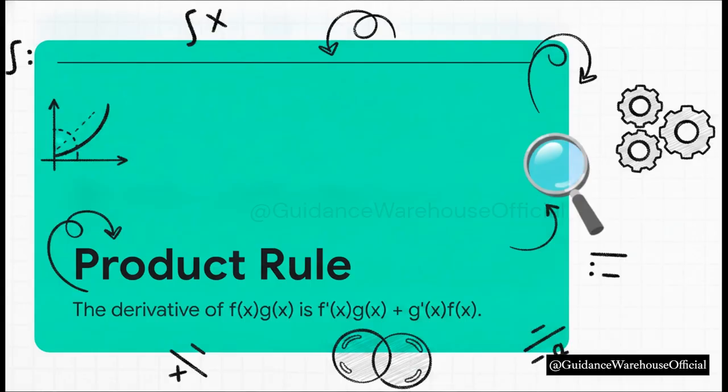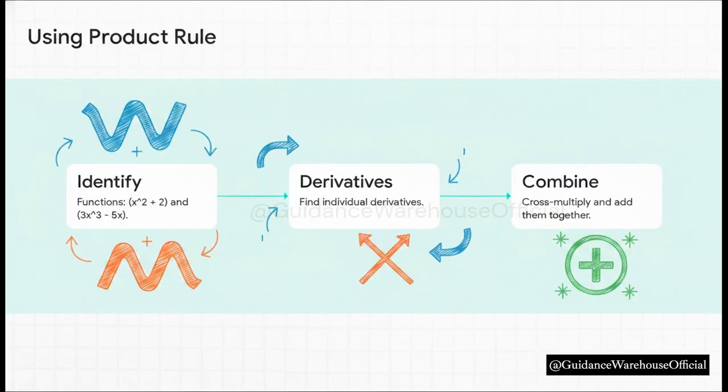The derivative of f of x times g of x is the derivative of the first times the second plus the derivative of the second times the first, or f prime of x times g of x plus g prime of x times f of x. Let's walk through this setup.